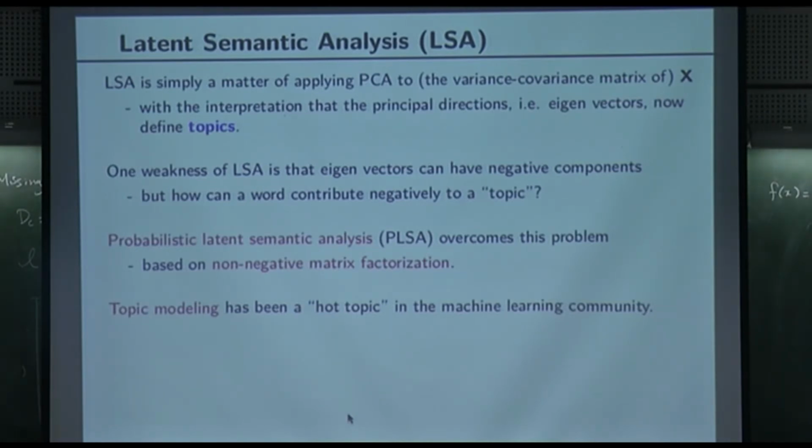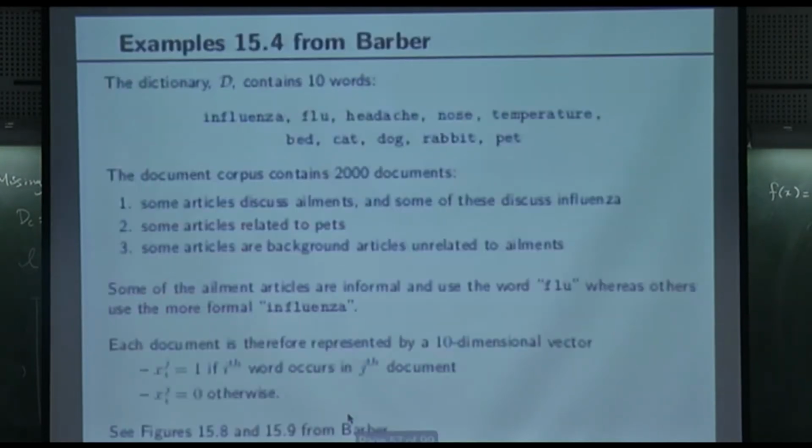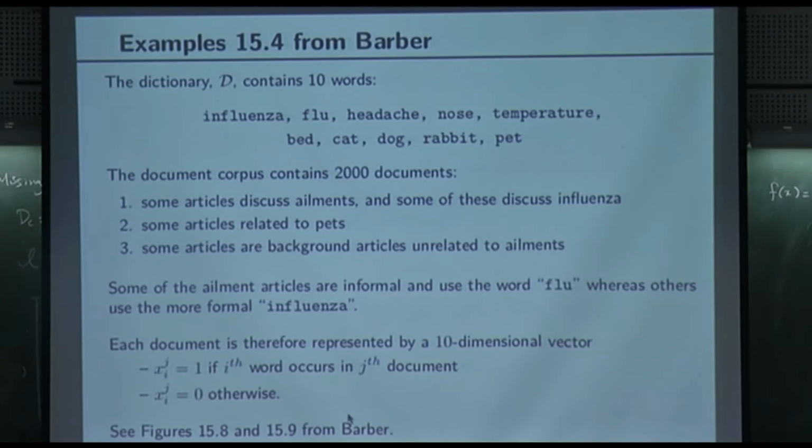So this has become a very hot topic, and it's been around. It's showing up in many different places. When you do DNA array analysis, you can think of the DNA array as a topic, and then you can start thinking about trying to decompose them into various patterns of genes. So the topic in that case will be which patterns of genes fire together. So this idea of looking for patterns in non-negative data is a fairly hot topic, and it's going to be interesting as well. So here's a very simple example that we have taken from Barber's book.